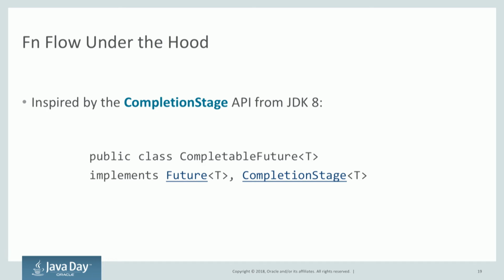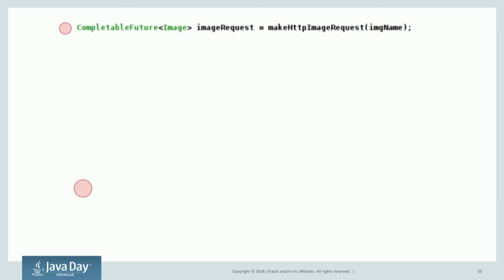So here is an example. I have a function called makeHttpImageRequest. An HTTP image request might take some time, so we don't want to wait for it to finish. We'll get back a CompletableFuture, which will eventually contain an image. So this is how a CompletableFuture instance is typically created. You call some code and it returns you one. Obviously, you can write code that returns one to other people, but it's like that.